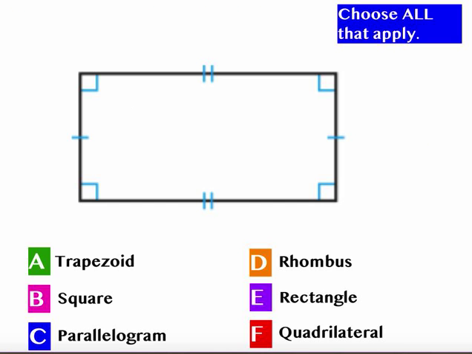Let's try another one. How about this one? So this one is going to have 4 names on this one. Which 4 names? Okay, let's start with the easy ones. Obviously it's a quadrilateral because it has 4 sides. This is obviously a rectangle because it has 90-degree corners and the opposite sides are equal. This is also a parallelogram because the opposite sides are parallel. And the fourth one is a trapezoid. Remember, at least 1 pair of parallel sides. This one has 2 pair, so it fits that definition of a trapezoid.